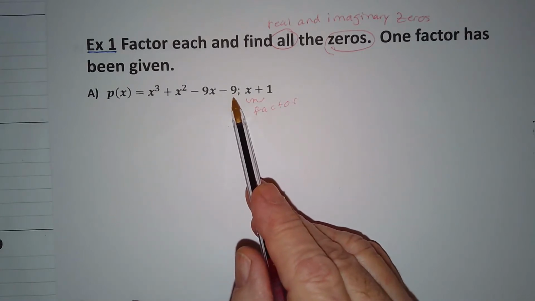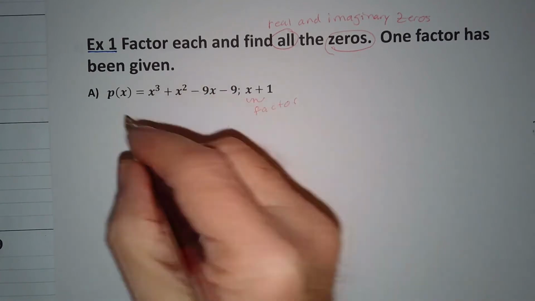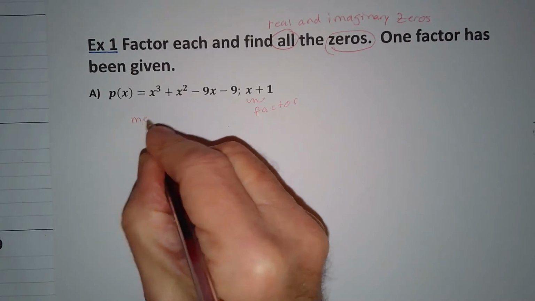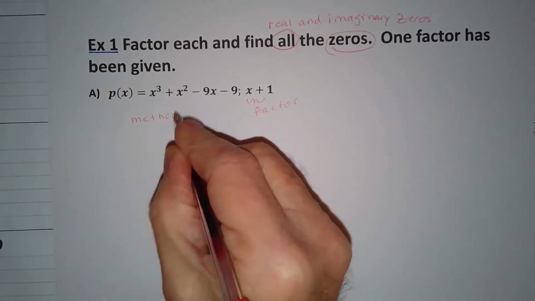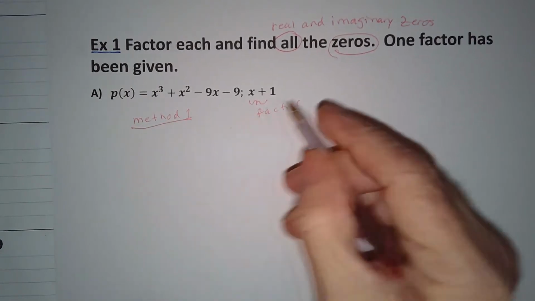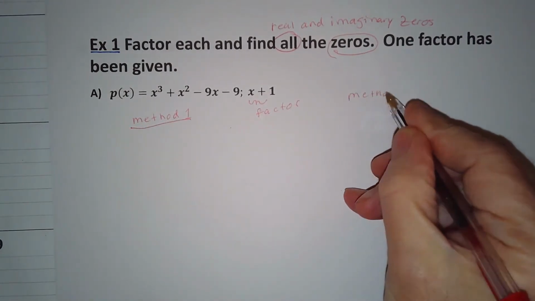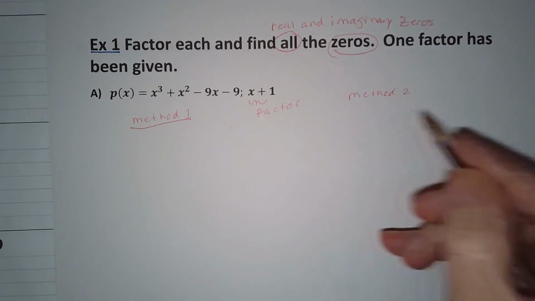But I also could use the synthetic division method. So we're going to have two methods here. We're going to do method 1, which is going to be the synthetic division method. And then we're going to do method 2 over here, which is going to be factoring by grouping.